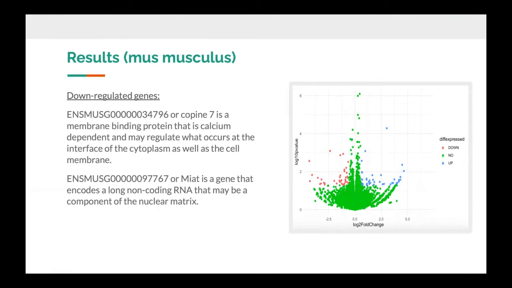For Mus musculus, the downregulated genes: this gene right here, copine-7, is a calcium-dependent membrane-binding protein that may regulate what occurs at the interface of the cytoplasm and the cell membrane. And this gene, MYAT, encodes a long non-coding RNA that may be a component of the nuclear matrix.